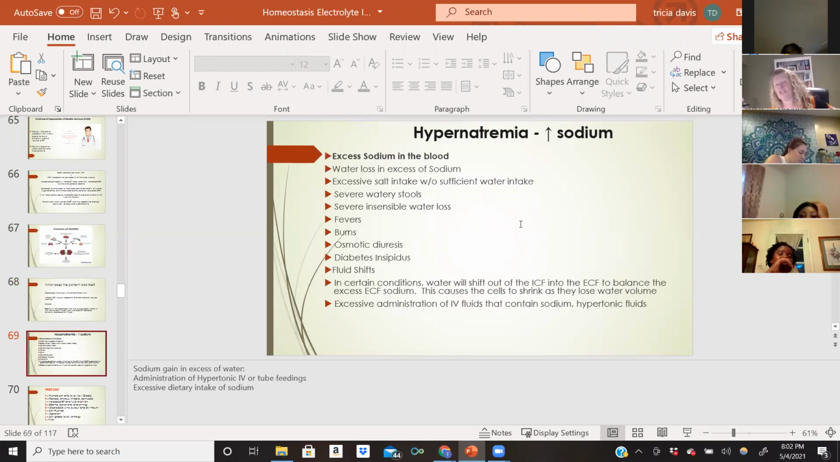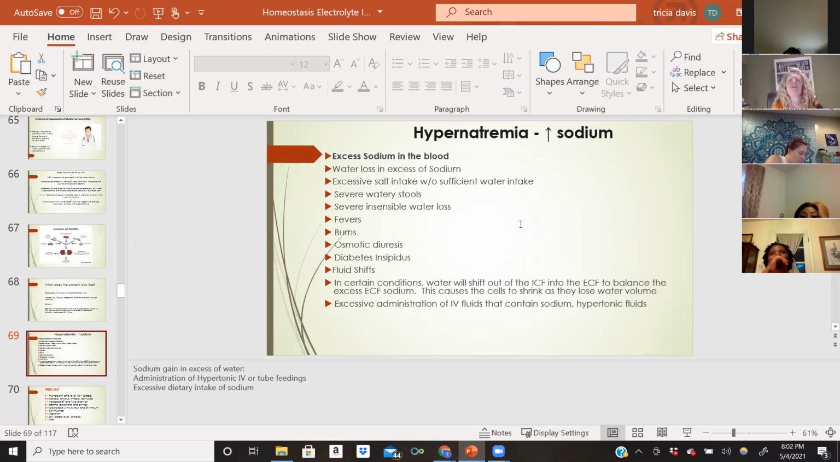So hypernatremia. So now we have too much sodium. So this is excess sodium in the blood. So our water loss in excess of sodium. So we're holding on to sodium, we're losing too much water. So this is going to be from excess salt intake without sufficient water intake.